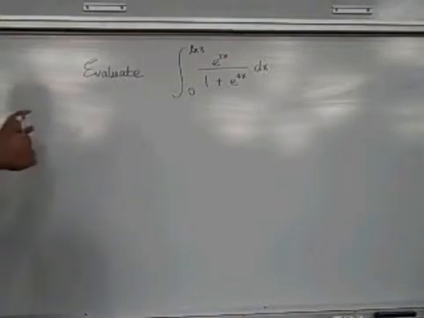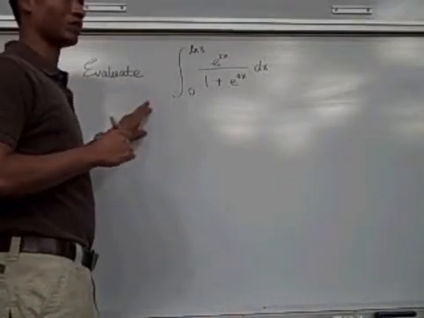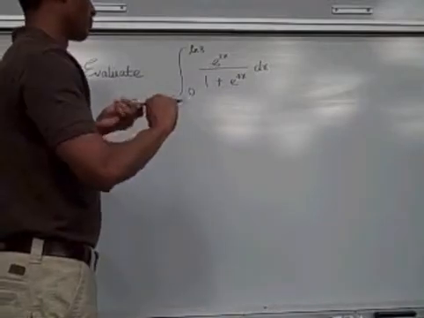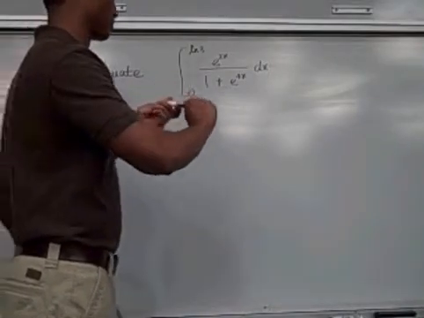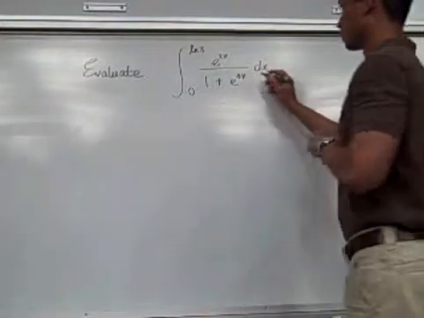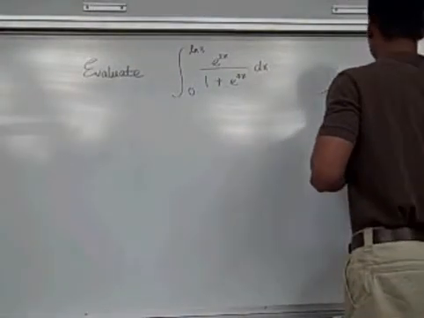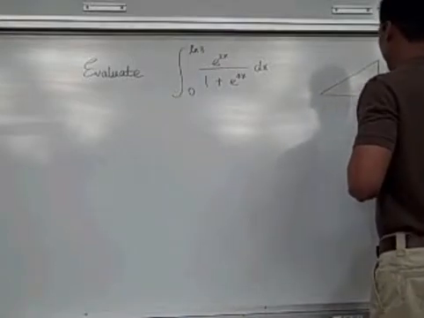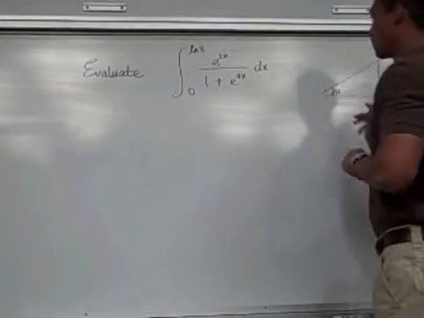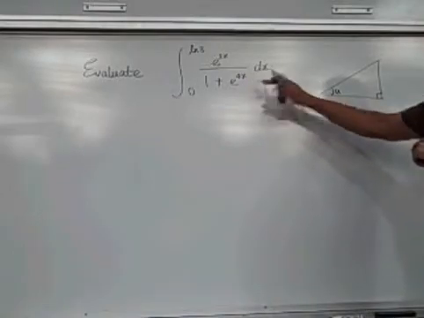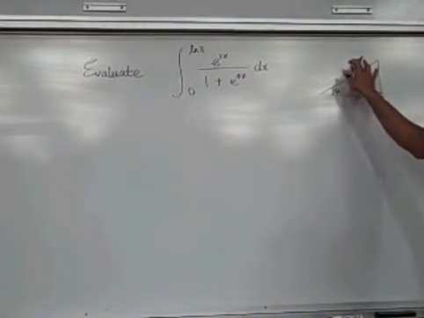Okay, we are going to evaluate this integral, which involves trigonometric substitutions. When you get an integral like this, we normally draw a triangle. Now one question is, to decide this, what's going to go on the hypotenuse?